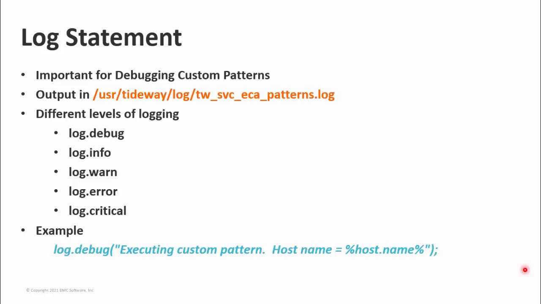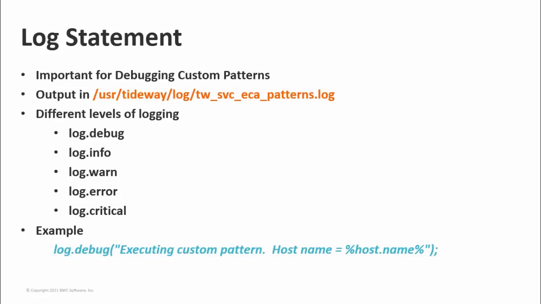The question is, what is the log level? The log levels are debug, info, warn, error, and critical. Debug provides the most logging, and critical will provide the least logging. And info mode is the default logging level.